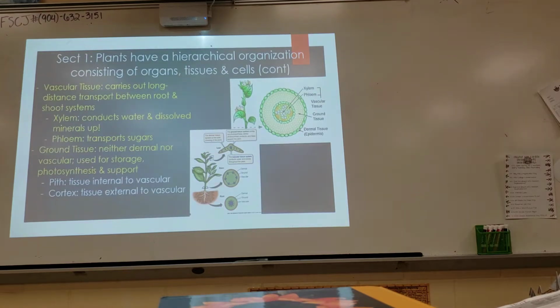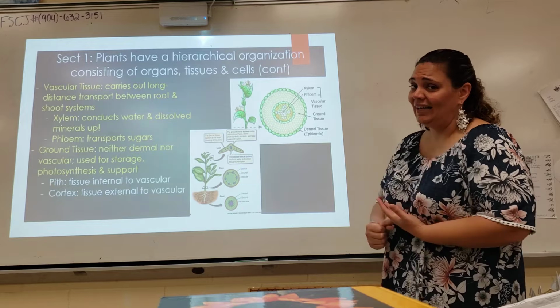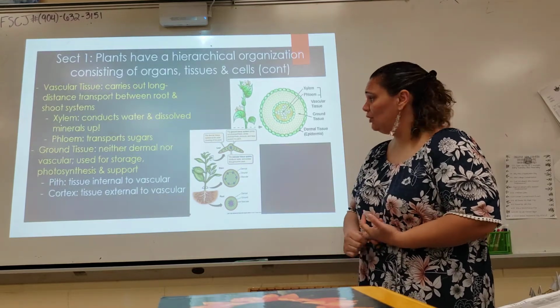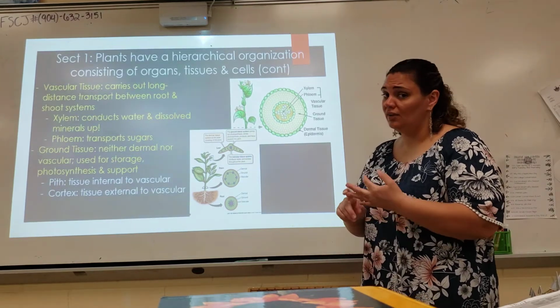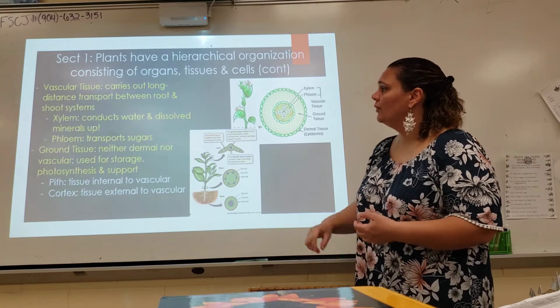Vascular tissue, hopefully you remember these guys, xylem and phloem. Xylem, what letter comes before X? W. So xylem carries water and phloem carries sugar, glucose. All right?